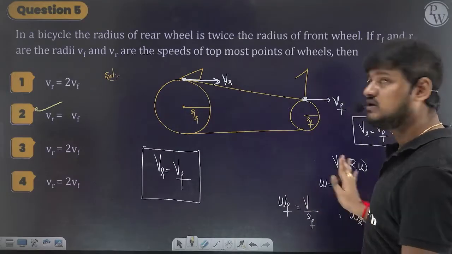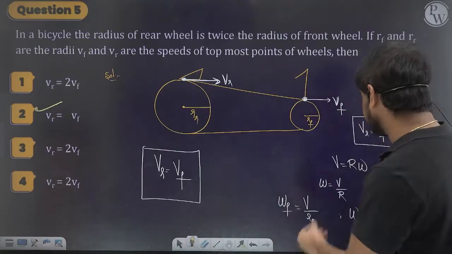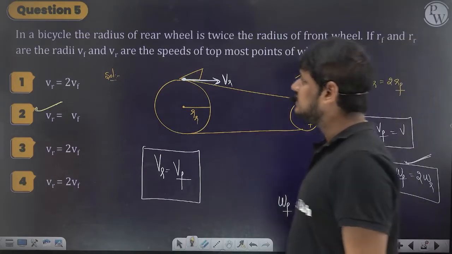Chalo. So understood the concept? They have the same linear velocity, but their angular velocities will be different because their radii are different. Done? Chalo.